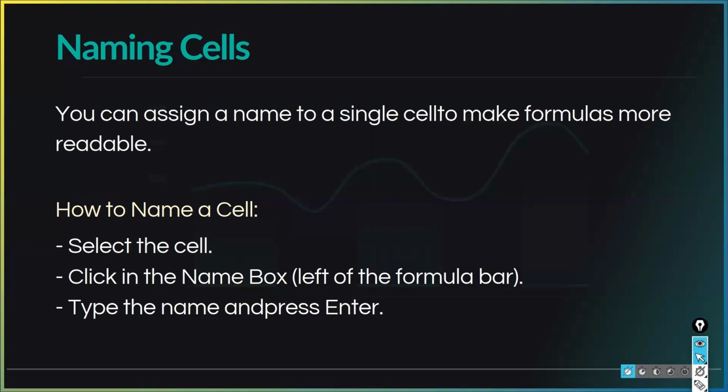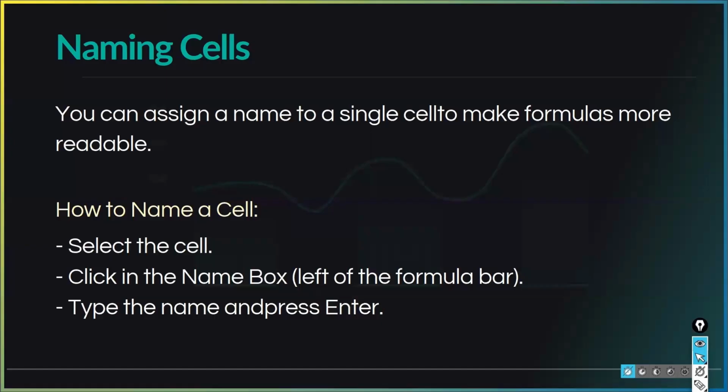When you want to use it in a formula, that name can be used as a reference in a particular formula. So a cell can be named, a range can be named, a table can be named. All right, so I want you to get that. I want you to have that understanding. So you can assign a name to a single cell to make formulas more readable.